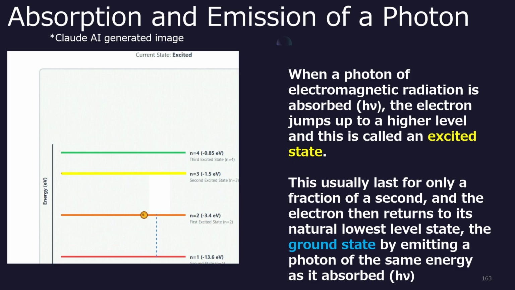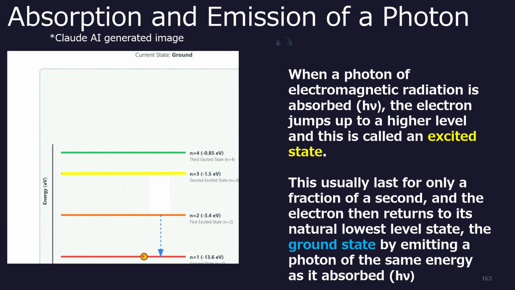And when it does so, it must lose the energy that it gained. And so it will emit its own photon. But that photon it emits is exactly equal to the one that bumped it up in the first place, the one that it absorbed. So the absorbed photon energy will always equal the emitted photon energy in the examples that we look at anyways. So h nu in, h nu out. Same wavelength, energy, and frequency.